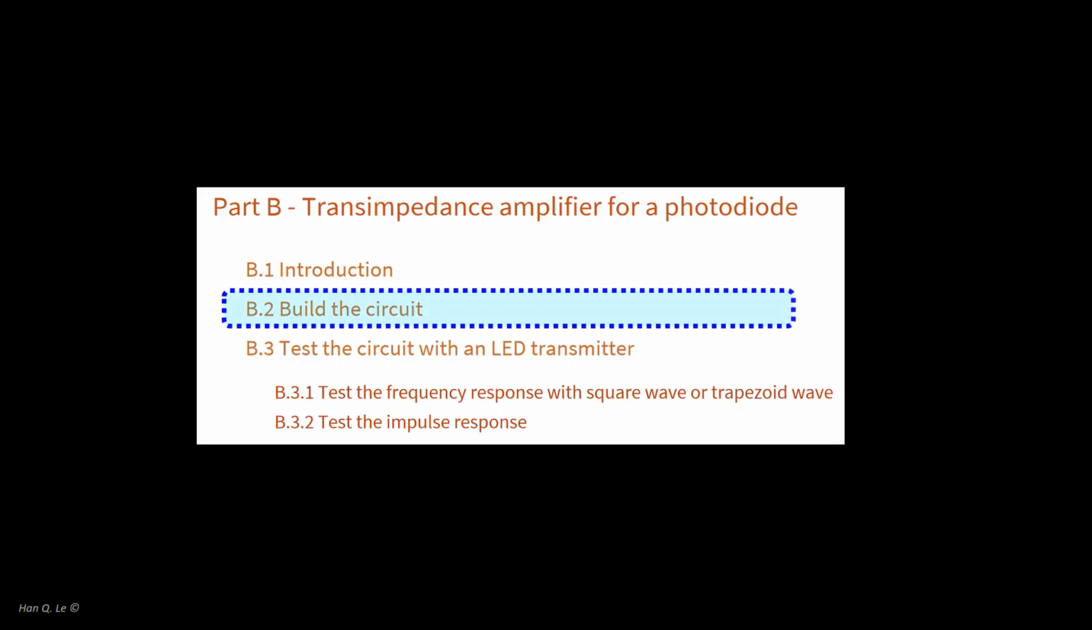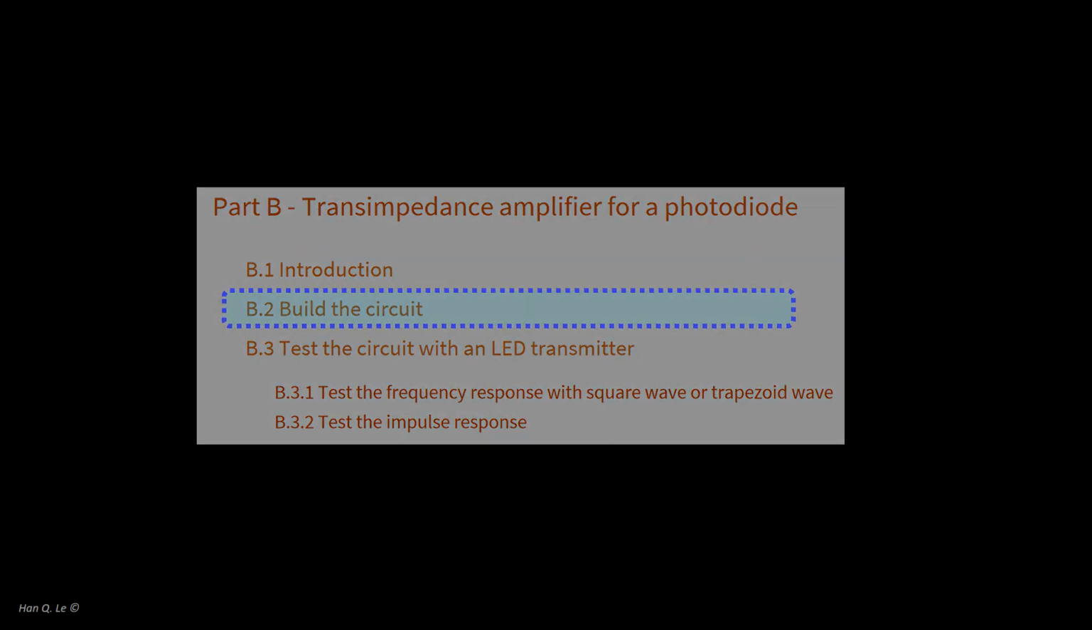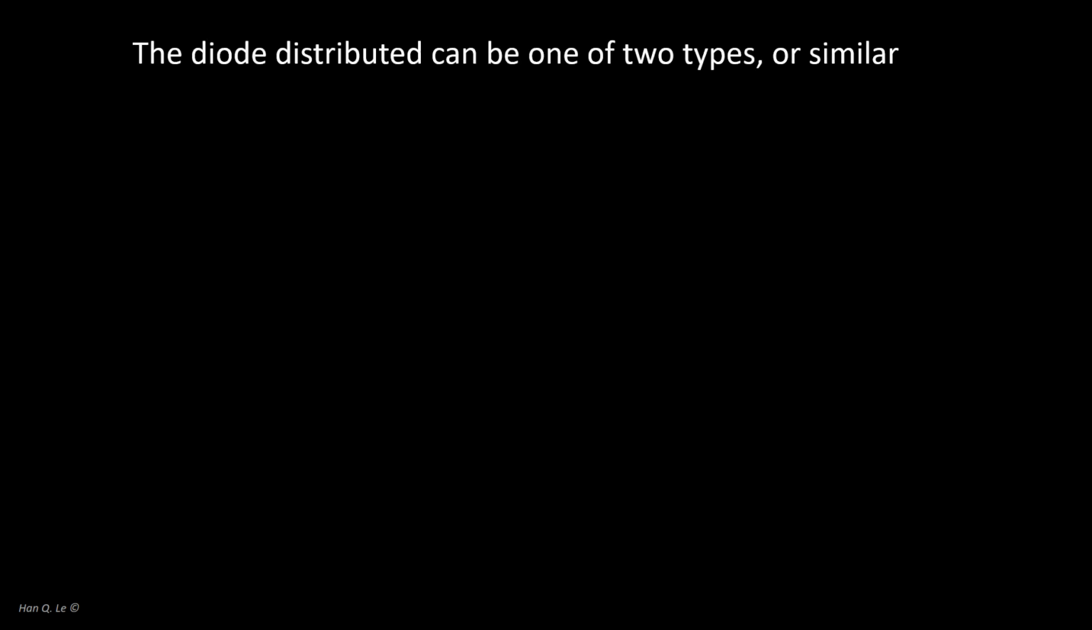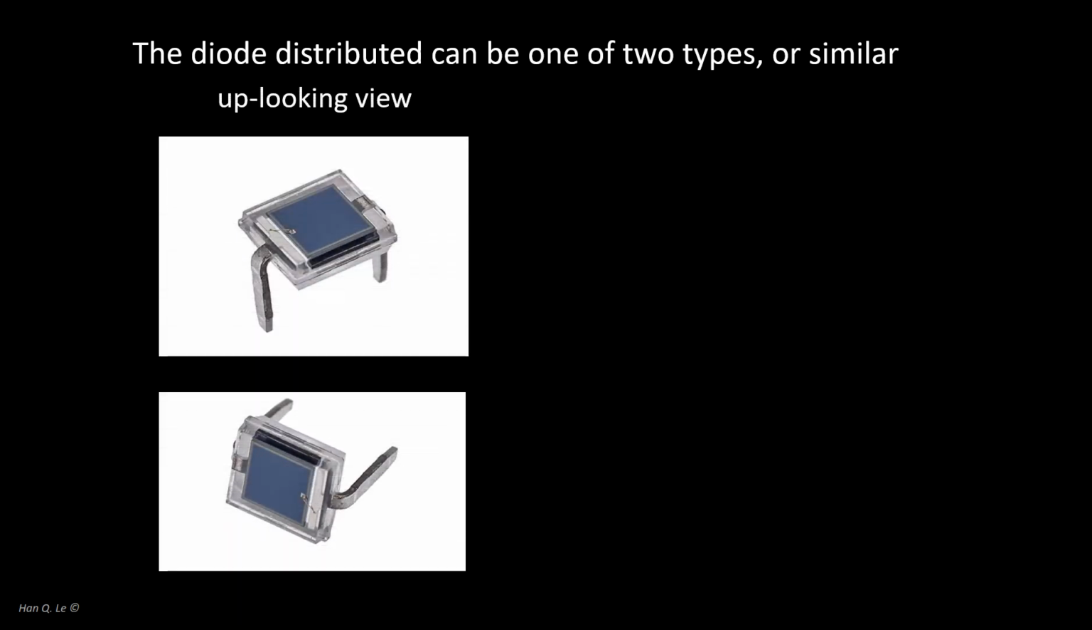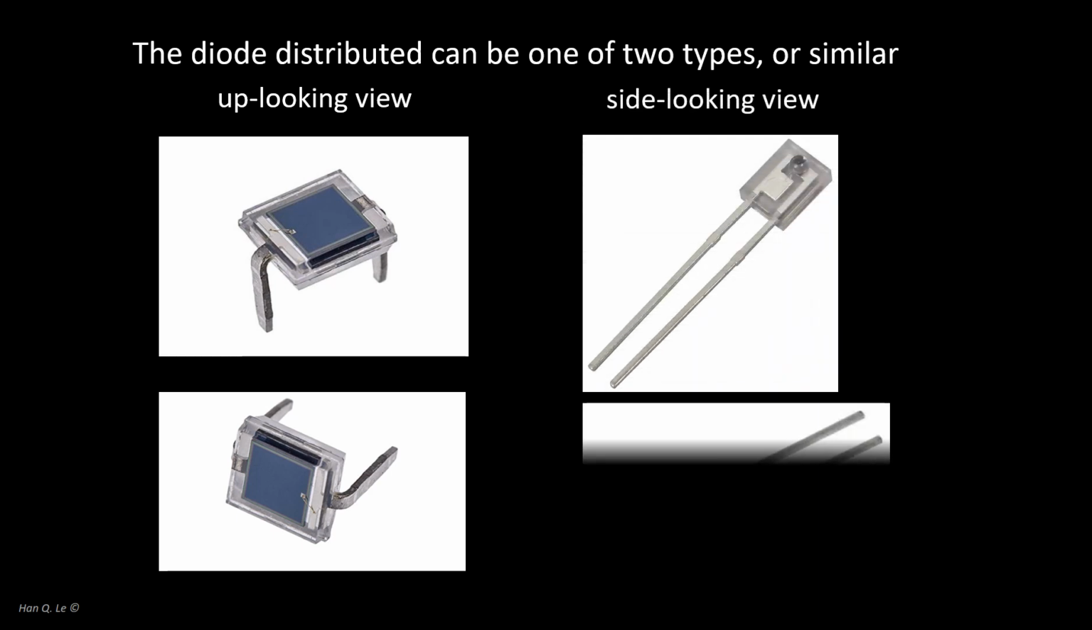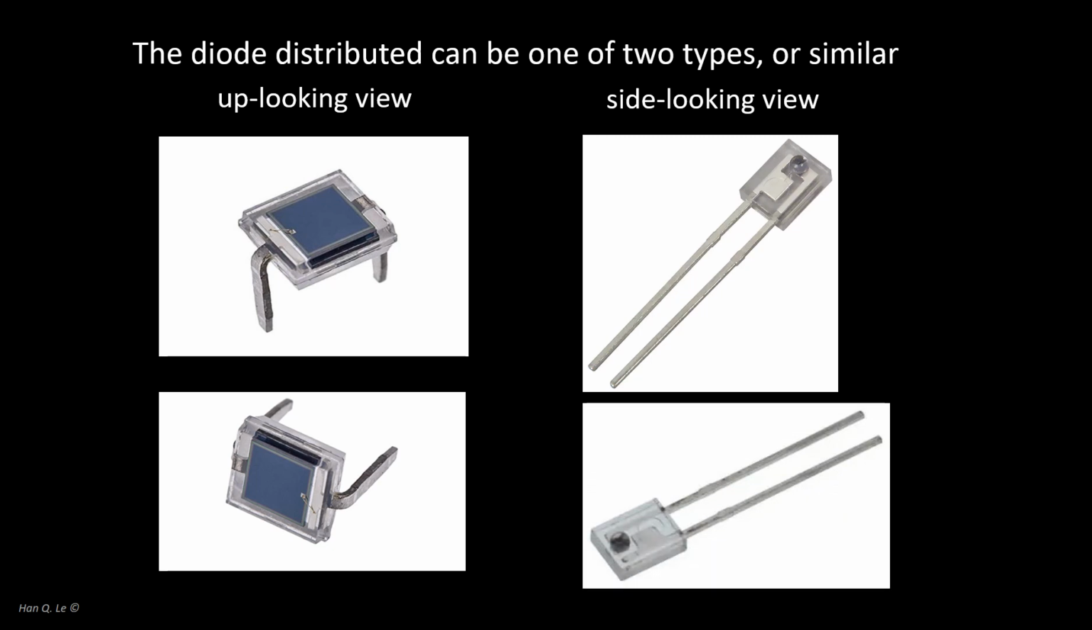The next step is to build the circuit. First, inspect the photodiode, which can be one of the types illustrated here. The left-hand side shows a type that looks up, relative to its through-hole terminals or legs. The right-hand side shows the type that looks sideways, perpendicular to its legs. They may or may not have a lens built in.